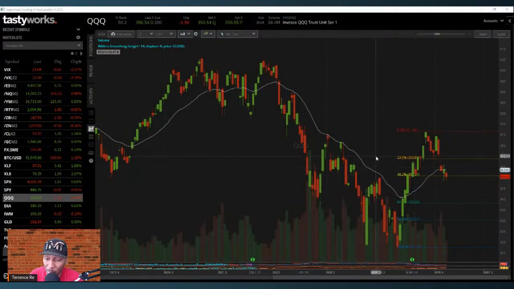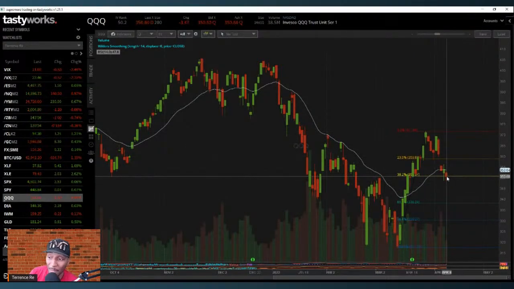And on the Tastyworks platform, all you have to do is go up here to the top where it says no tool, and that's just because I have it on this little arrow. Then you come down and find Fibonacci retracement, you left click on it, and then you come over here and click from the bottom to the high, and then it shows you that, right?